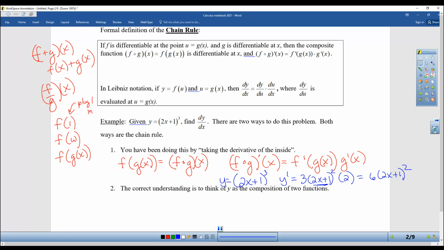So this derivative of the inside that you've been using is literally this. You've been doing it for a long time now, and you're very good at it, but now you can see the notation behind it.